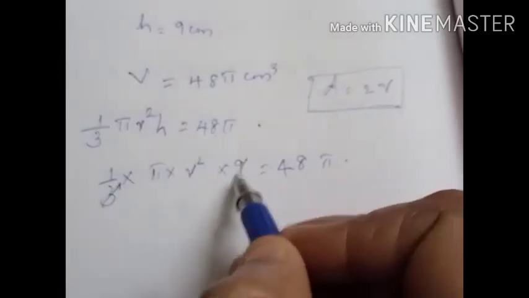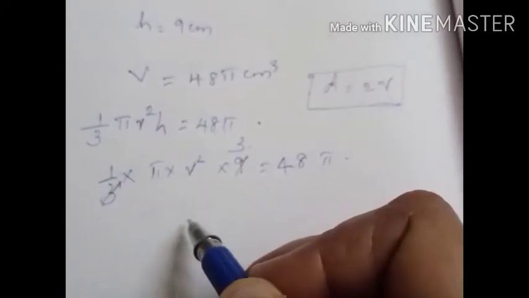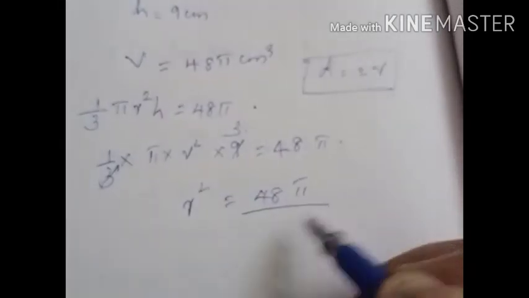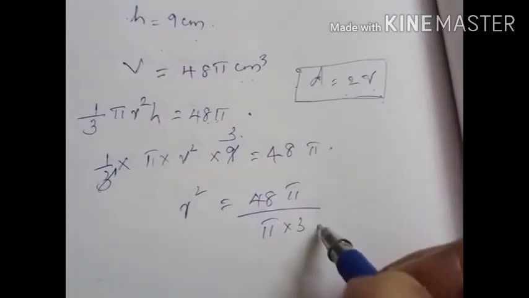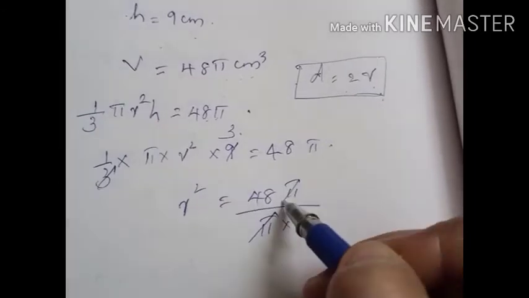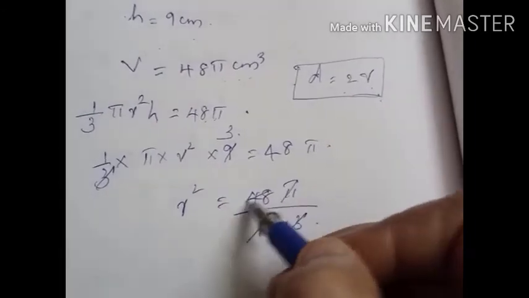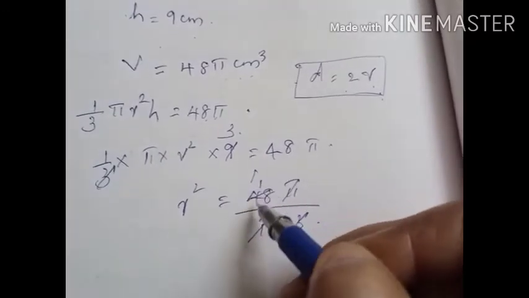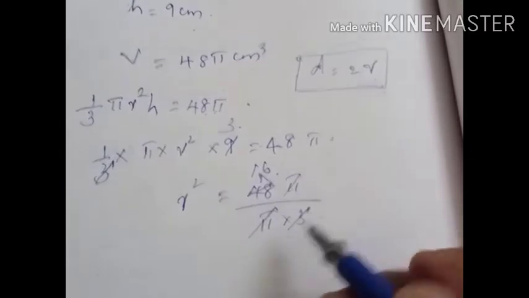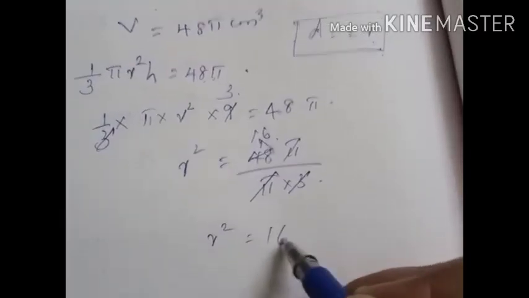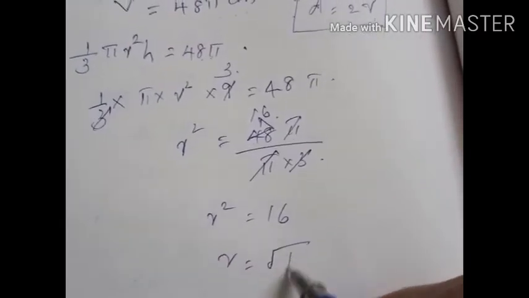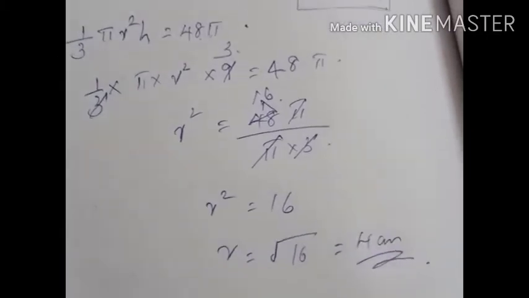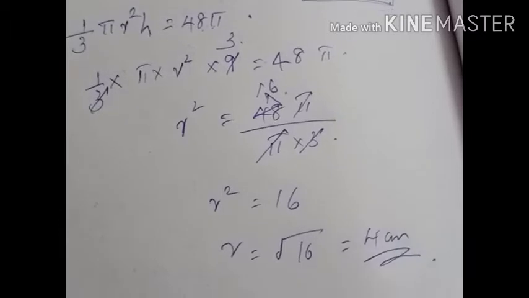Then this 3 and 9 we can cut, then we will get 3. Then r square equals 48 pi by pi into 3. Then here this pi and pi will be cancelled. In 48, how many 3's? 1 3's are 3, then remaining 1 in 18, 6 3's. So r square is 16. So r equals root 16, that is 4 centimeter. So here the radius of the cone is 4 centimeter.